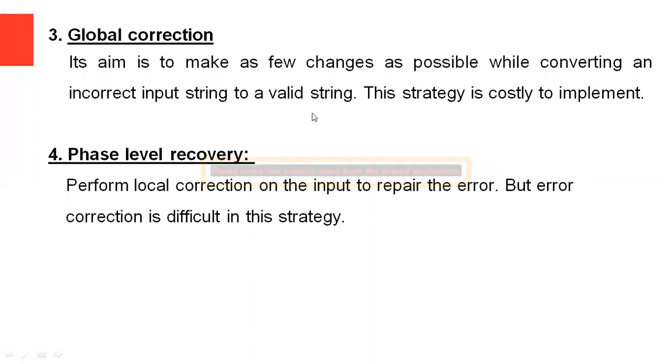So for example, in our source program, if there is any incorrect input string, we can change that incorrect input string into a valid string. This strategy is costly to implement. Global correction has a high implementation cost. That means the recovery scheme in global correction is very efficient, but it has a high cost. So that is the global correction.